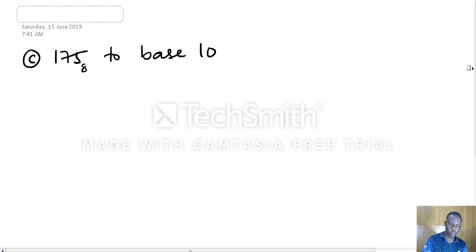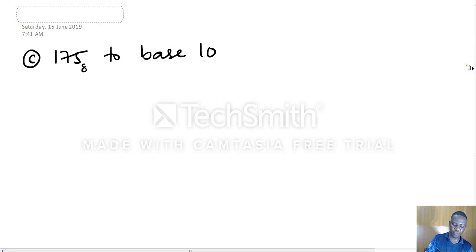Also, we have to convert 175 base 8 to base 10. I have shown you how you can convert from base 10 to other bases. Now let's see how we can convert from other bases to base 10. We can do this using the expanded method.